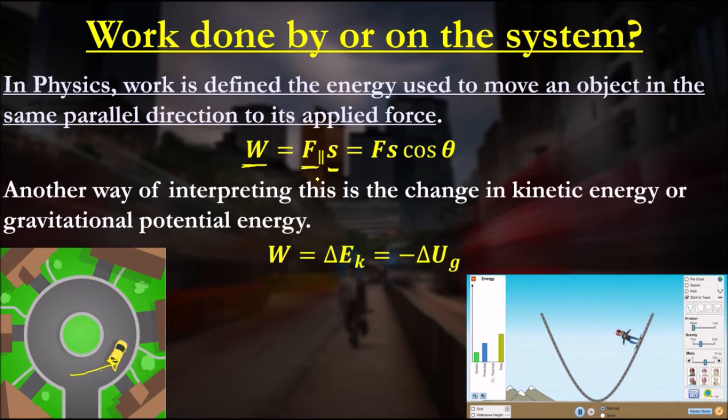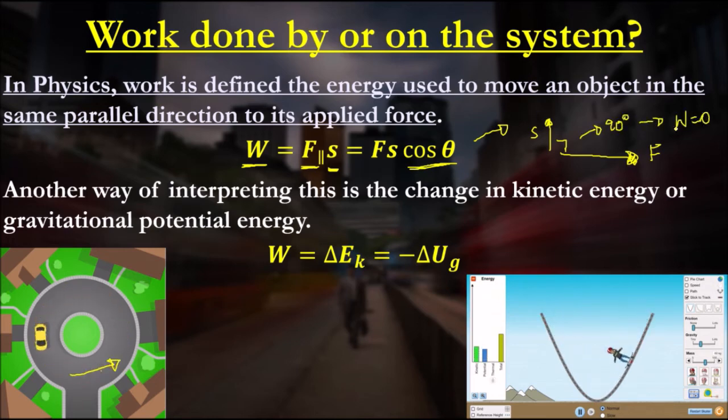If the directions of the force and the displacement are not parallel to each other, then we use cos theta to represent the angle between the force and the displacement. What this means is if the force applied to an object is perpendicular to where the object actually moves, so 90 degrees, then there is no work being done because you're not actually moving the object parallel to where you apply the force. We'll go into that a little bit more later on.